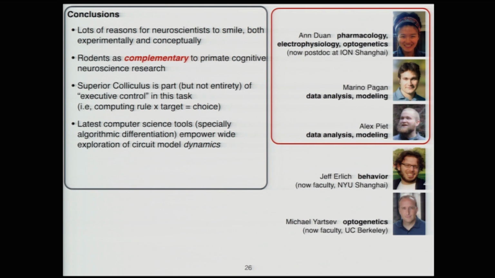And lastly, I told you about some of the latest computer science tools, and for us, algorithmic differentiation. It's not a new idea. It's been around since the 60s, actually, but the practical implementations of it are relatively new, and they're making our life very different and giving us a lot of fun and a lot of reasons to smile, because they're really empowering us to do a much broader exploration of the possible dynamics of circuits that underlie cognition.